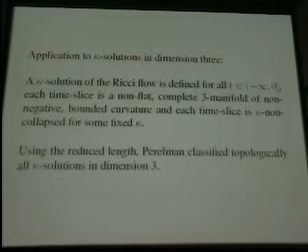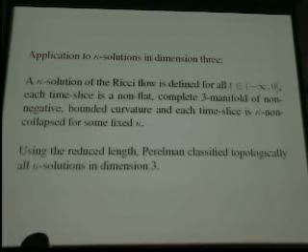So another application, there are many applications, I just list the two major things here. Another application is that we can classify so-called kappa solutions in dimension 3. A kappa solution of Ricci flow, here is the definition, is a solution of Ricci flow defined for all time back to minus infinity. So each time slice is a complete three-manifold with non-negative, bounded curvature, and each time slice is kappa non-collapsed for some fixed kappa.